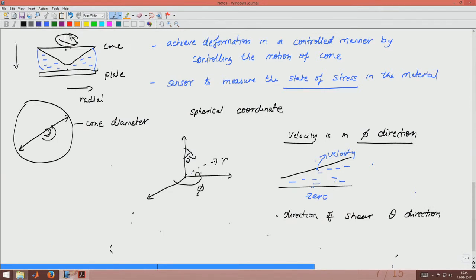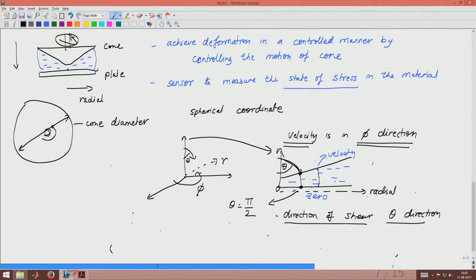As you go from this point to this point, we have this vertical line, and from here we measure the angle theta. So, theta measures the top surface as well as the bottom surface, and of course this bottom surface is theta equal to pi by 2. So, the direction of shear is theta, the direction of velocity is phi, and of course there is the radial direction itself as we go from the center outward.